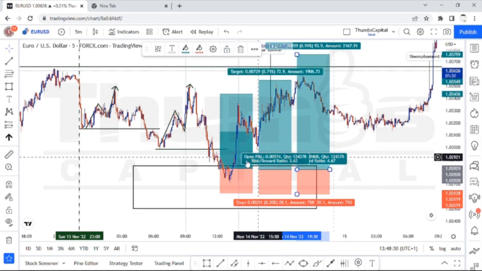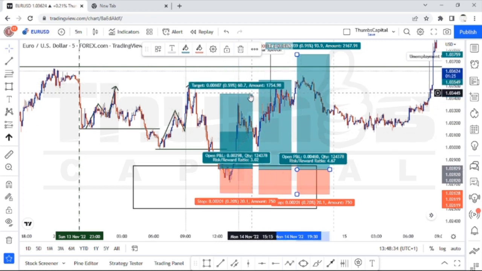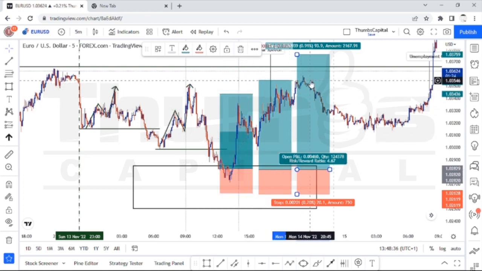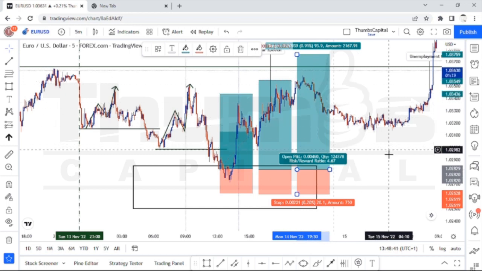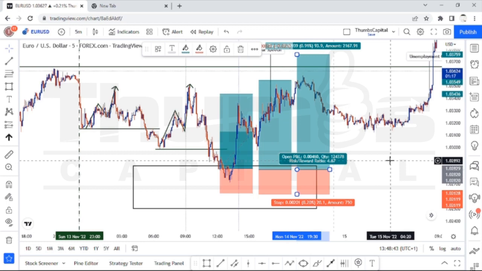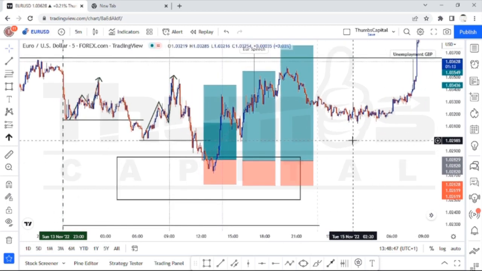That is my trading for Monday, and you see it, I was profitable on Monday. I got my first take profit and second take profit on Monday. Then the last position was held until Tuesday. Now let's go back to the Outlook video to see what the analysis was for Tuesday trading.